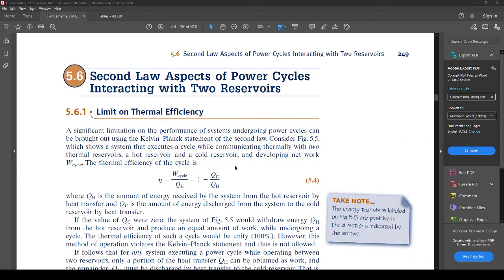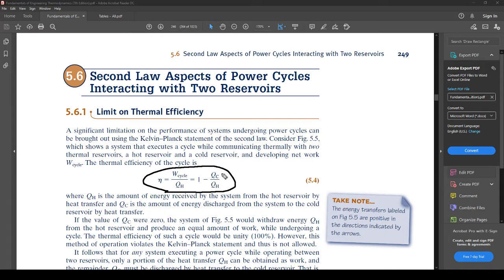So 5.6. This is second law aspects of power cycles interacting with two reservoirs. It says a significant limitation on the performance of systems undergoing power cycles can be brought out using the Kelvin-Planck statement of the second law. Considering figure 5.5, which shows a system that executes a cycle while communicating thermally with two reservoirs, so it has two temperatures, right? A hot reservoir and a cold reservoir, and developing the net work, the thermal efficiency is the following. So essentially what I just wrote was this, and obviously you can break it up into this equation as well. They are both the same.